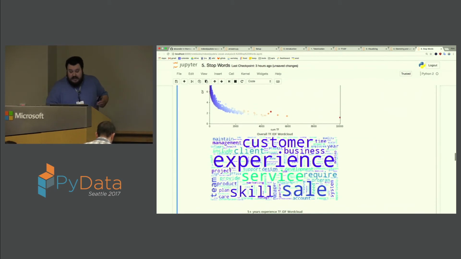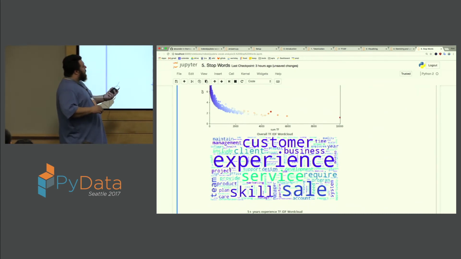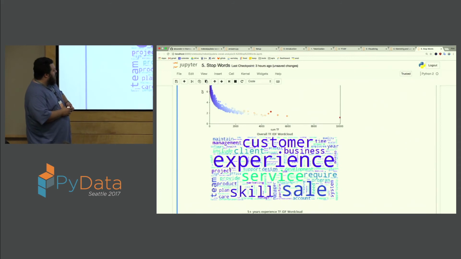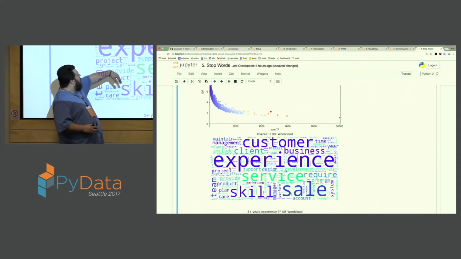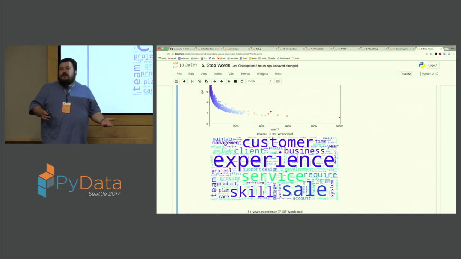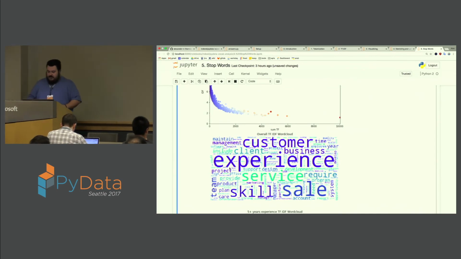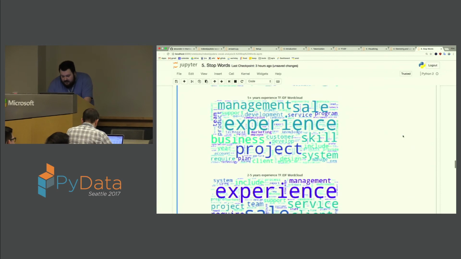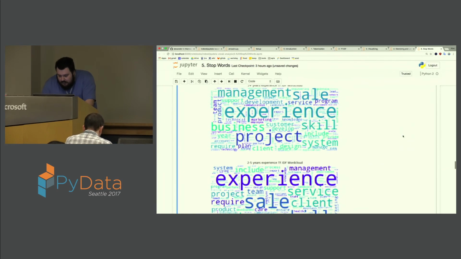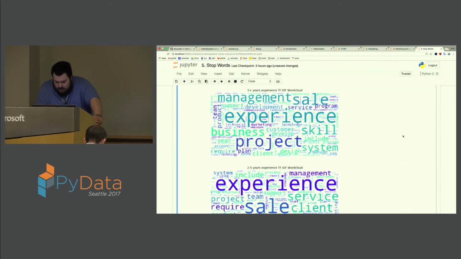So let's see. If I were to show this word cloud to you, you'd probably be able to guess this is something, probably something about jobs, because you see experience and skill and services sale. This, I think, gives a good basic understanding of what's in our job. Let's look at the other segments up. 5+ years experience. Let's compare that to 2 to 5. Okay, so experience is big in both. Sale is slightly bigger in 2 to 5.